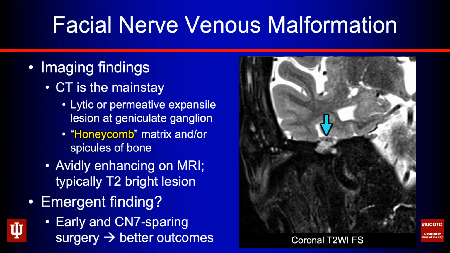That's why I still call this an emergency. It's an urgent phone call to them. Let them know what's going on. Let them know that this is not a tumor, and they will likely want to intervene on these patients sooner rather than later to prevent irreparable cranial nerve 7 injury.